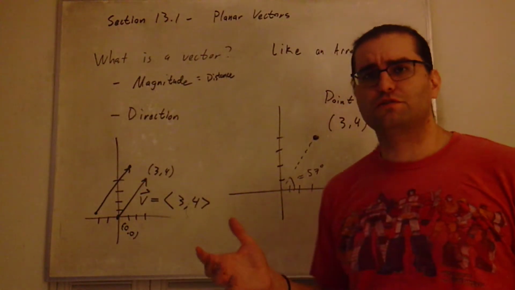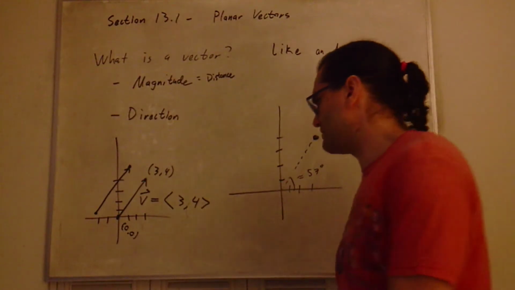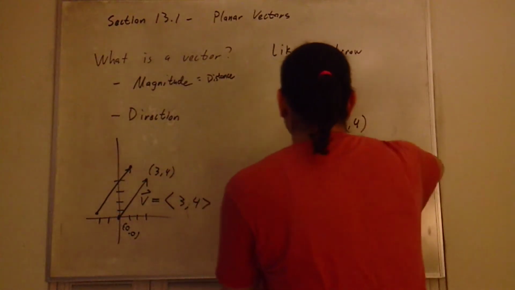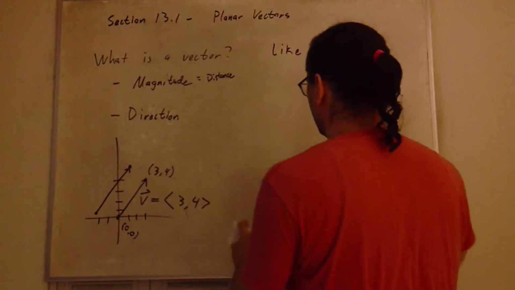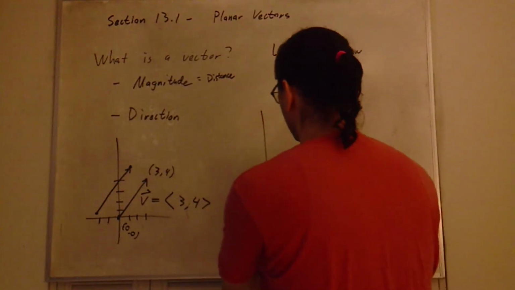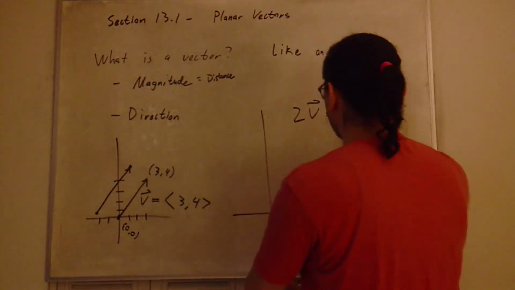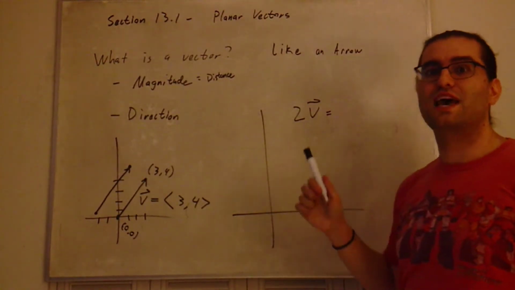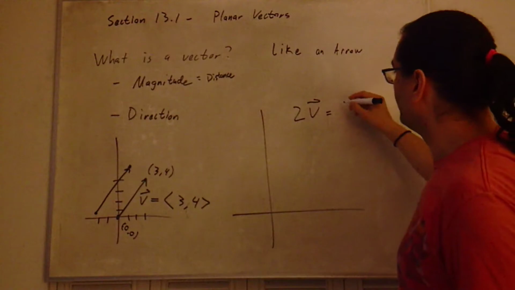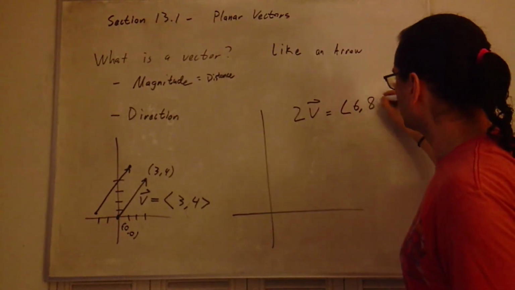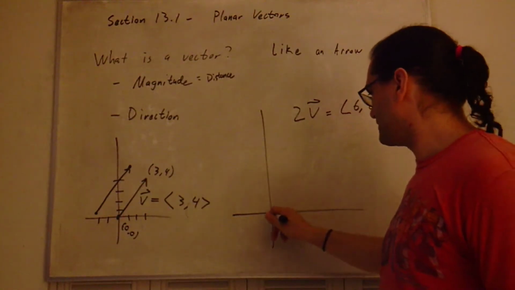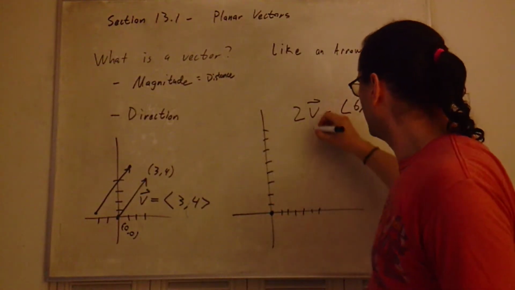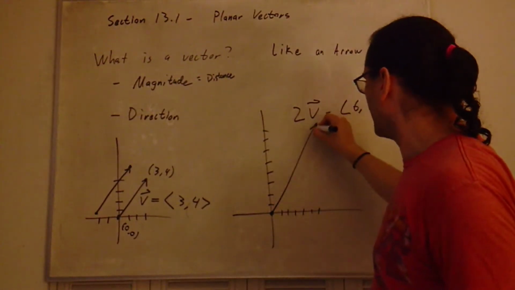We can do some other stuff to it too. We can multiply it by things. We could talk about 2v. The good news about this kind of multiplication is that it works exactly like you would expect it to. 2v is <6, 8>, still in triangular brackets. And if we start from 0, 0, 1, 2, 3, 4, 5, 6, then 1, 2, 3, 4, 5, 6, 7, 8, it'll take you to the point 6, 8. This is 2v.